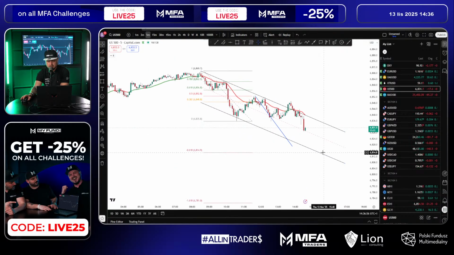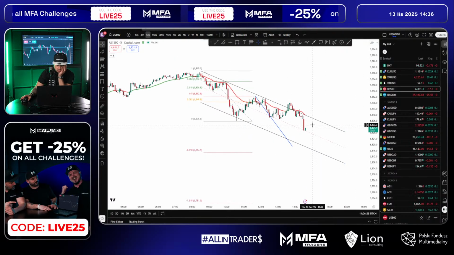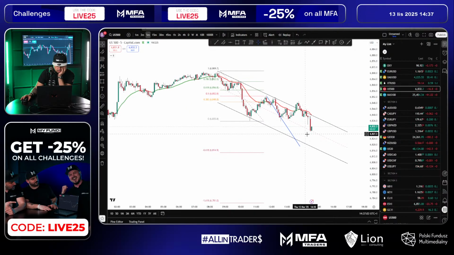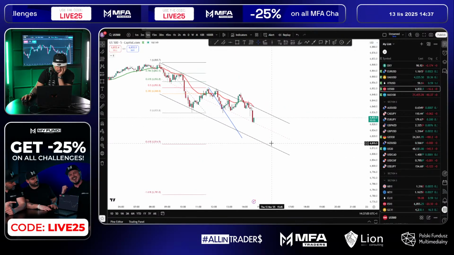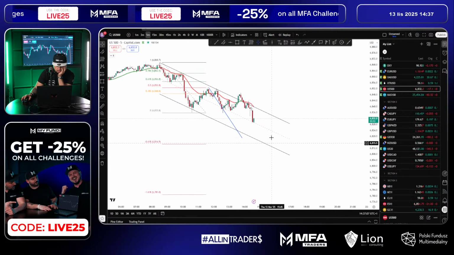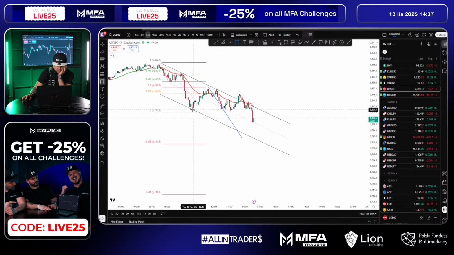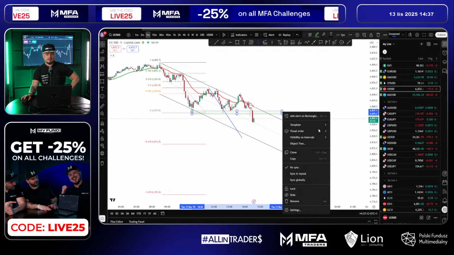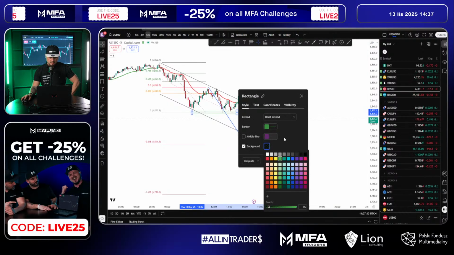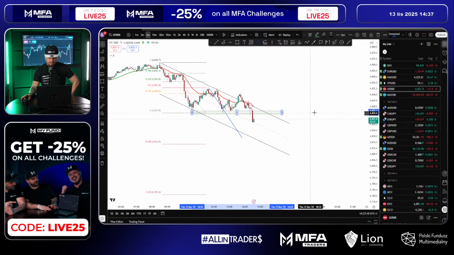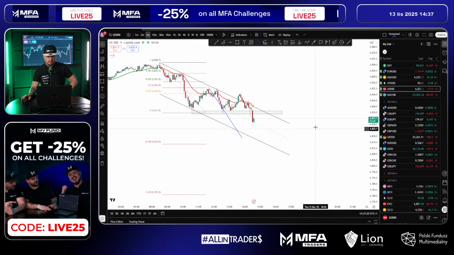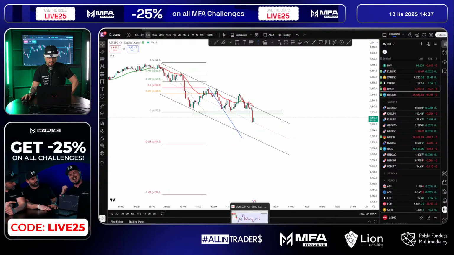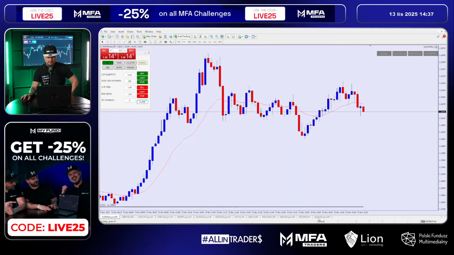We didn't get to second leg measure move yet. Of course. We will see. We will see. This is some kind of support resistance zone for us. So let's mark it as gray support resistance. I want to check because sometimes our indicator can help us make a decision.